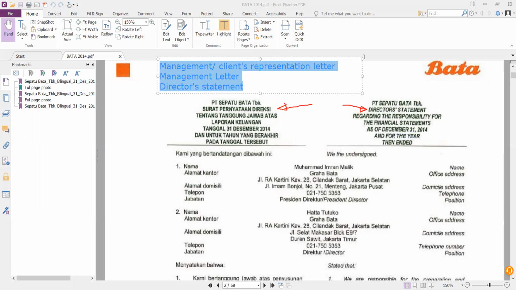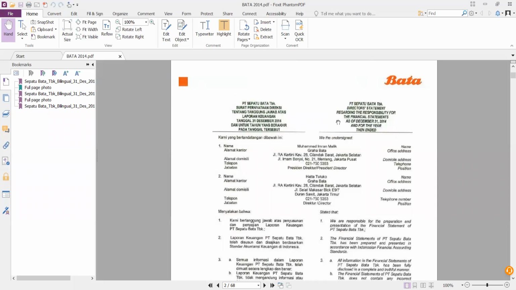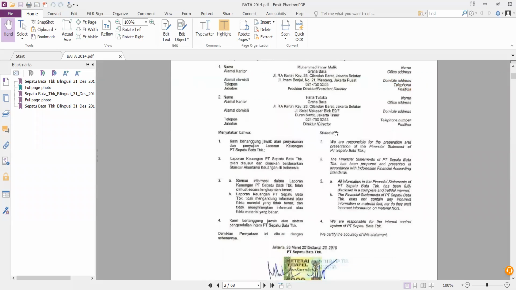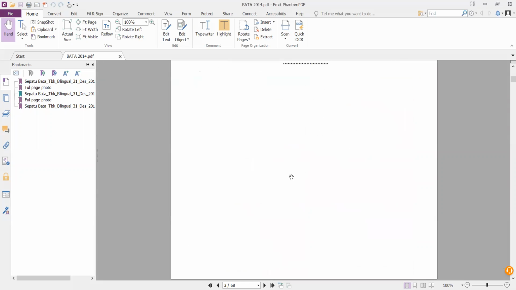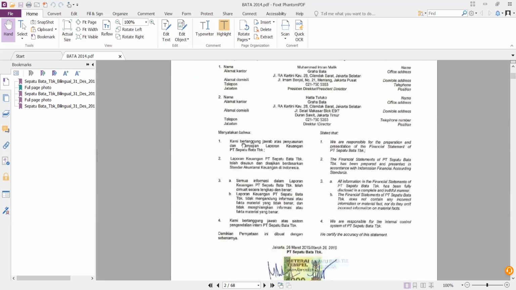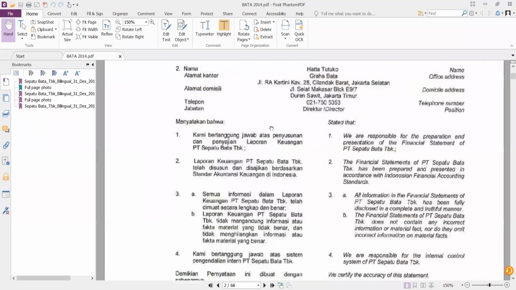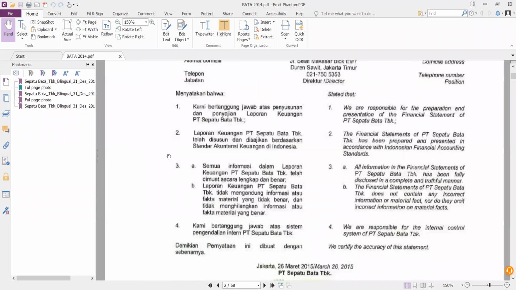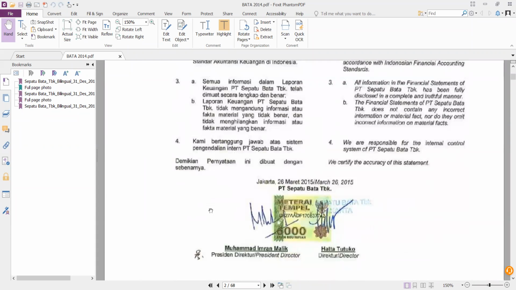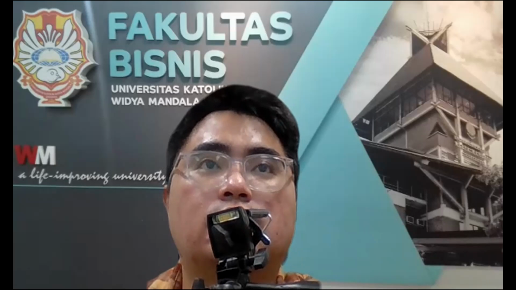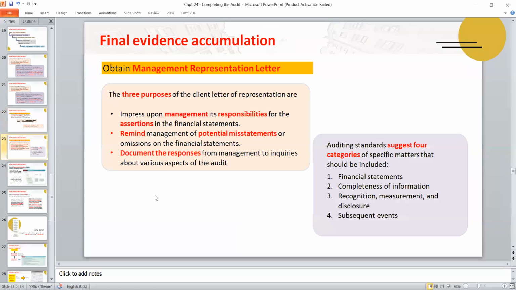For the director statement like this, it will be placed in the audit report, before the opinion. As you can see, this is a statement from the management that they have their own responsibility, and there is a materai, a stamp, in here. Okay. Now take a look at the next part.